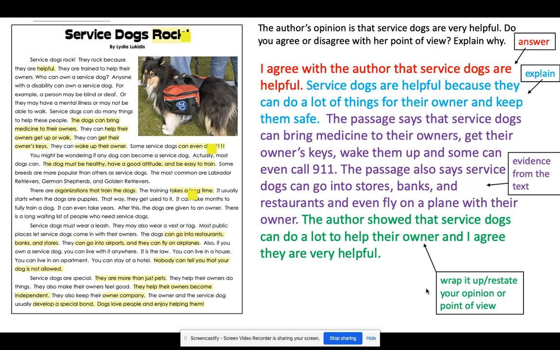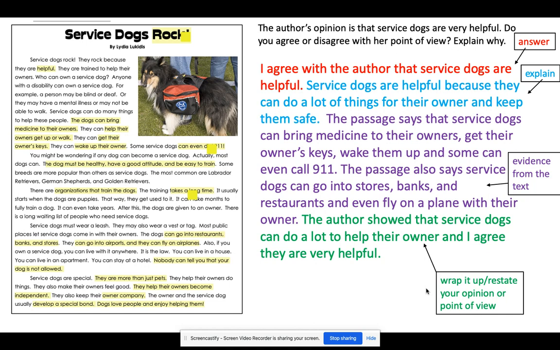Okay, so now if I go back and I reread, I have a nice paragraph here to answer the question. I agree with the author that service dogs are helpful. Service dogs are helpful because they can do a lot of things for their owner and keep them safe. The passage says that service dogs can bring medicine to their owners, get their owners' keys, wake them up, and some can even call 911. The passage also says service dogs can go into stores, banks, and restaurants, and even fly on a plane with their owner. The author showed that service dogs can do a lot to help their owner, and I agree they are very helpful.